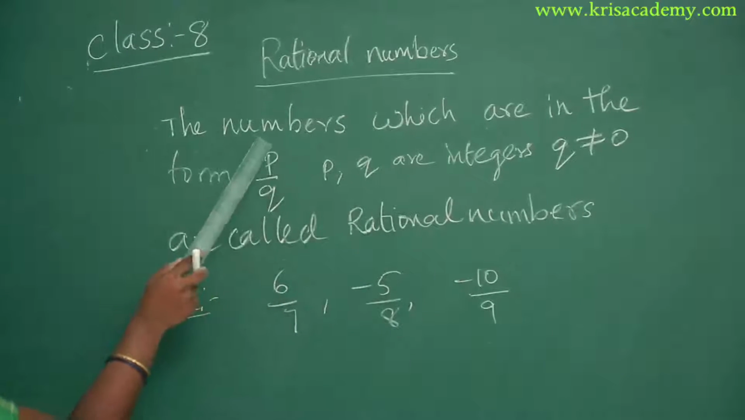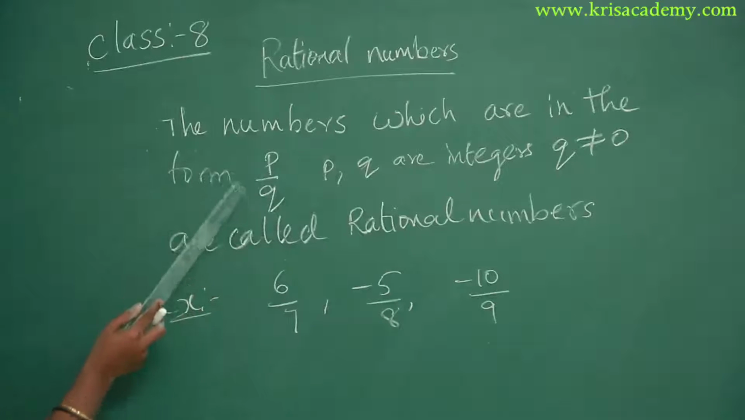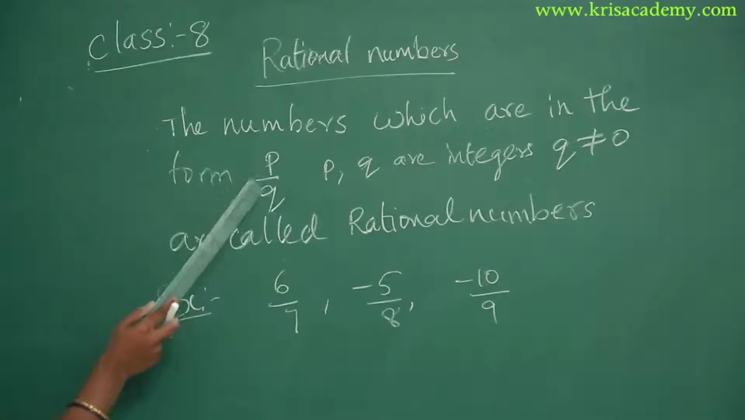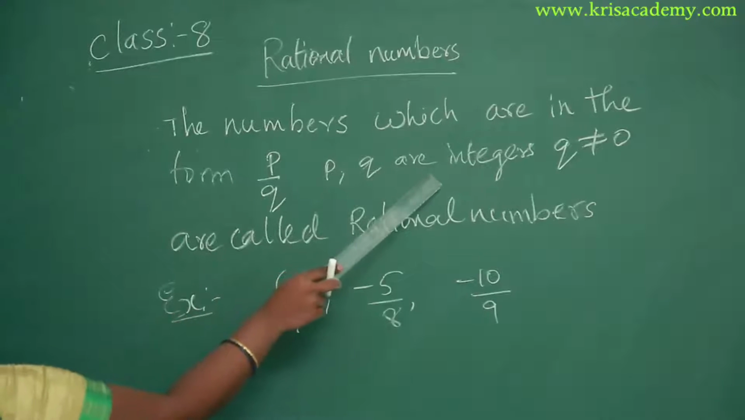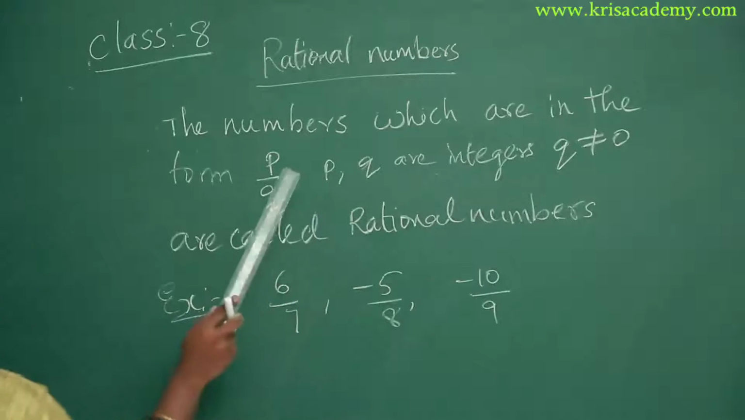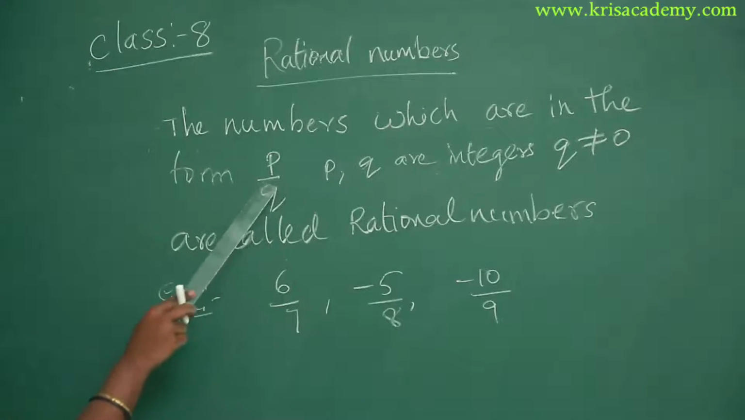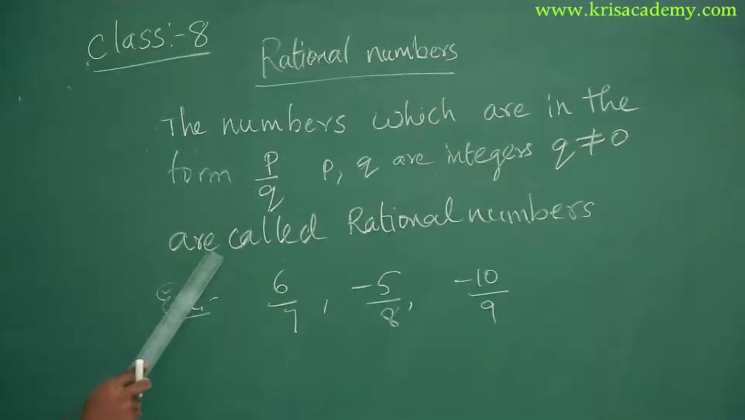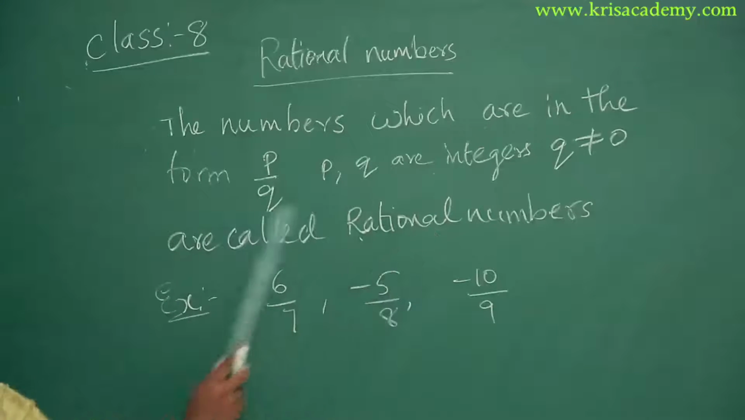Once again, the numbers which are in the form of p by q. P by q means we think these are like fractions only, no. But p and q, both the numbers should belong to integers. This is your first condition. Q not equal to 0 means the denominator should not be 0. Such type of numbers are called rational numbers.